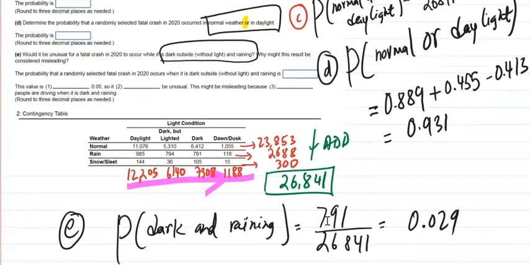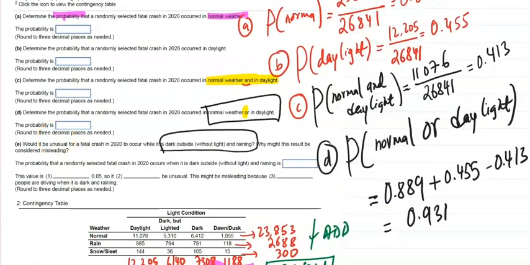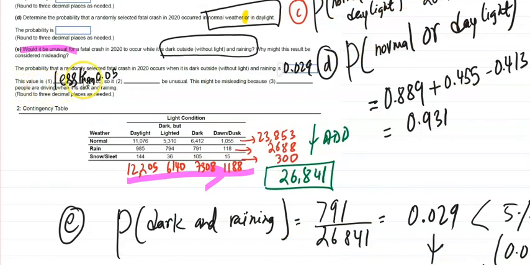So this probability is what? Less than 5%, which is 0.05. So this is unusual. So the question is, would it be unusual? The answer is yes, it is. So you have to say that the probability that a randomly selected fatal crash occurs when it is dark outside and raining is unusual. How much is the probability? 0.029, and this value is less than 0.05, so it would be unusual.